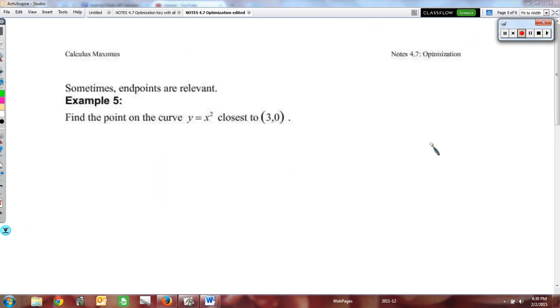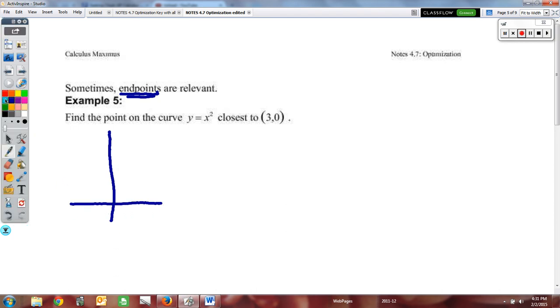All right, and then let's wrap up this set of notes by doing one example. Now that I've done several with the modified first derivative, one with the modified second derivative, let's look at one where we end up with EVT. So example 5. We want to find the point on the curve closest to 3, 0. So let's draw a picture here and kind of see what we're doing.